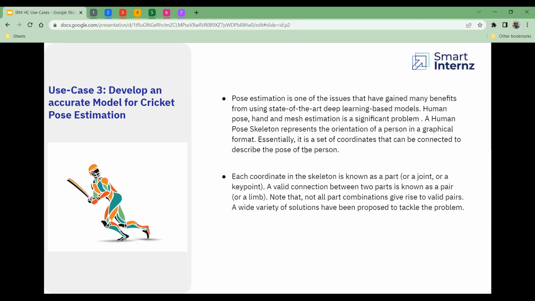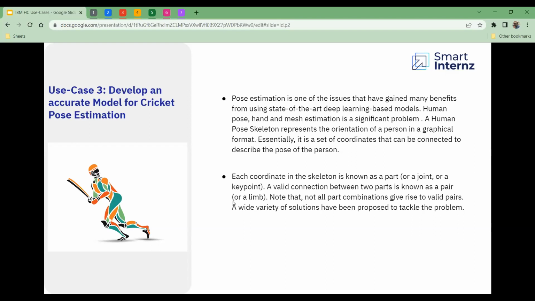These are coined joints. You all know joints are where we have free movement, so that's what we call a joint. One joint we call a part, and the other joint we call a part, and combining these two we call a pair. Like a limb also, if you pair it and draw a straight line, it automatically becomes a skeleton. So we can estimate the pose by using the skeleton.